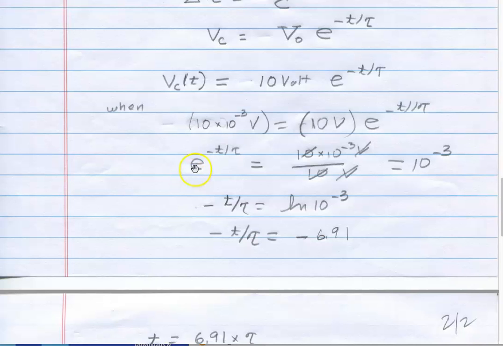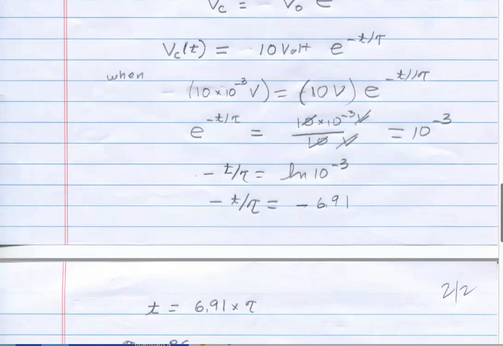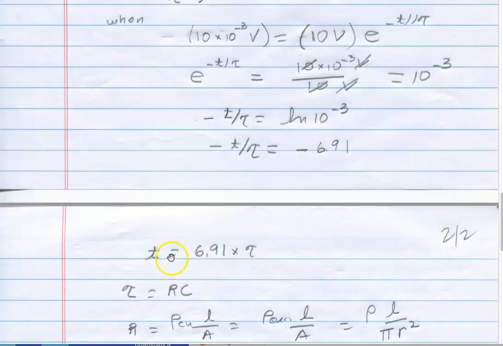Natural logarithm and e are inverse of one another, so I just get the argument of this side, minus t over tau. And if I took a natural log over here, I have to take a natural log on this side as well. And when I calculated the natural log of 10 to the minus 3, I got minus 6.91 from my calculator. Notice the two minus signs go away. And I can solve then for the time t in terms of the time constant. It's going to be 6.91 time constants.